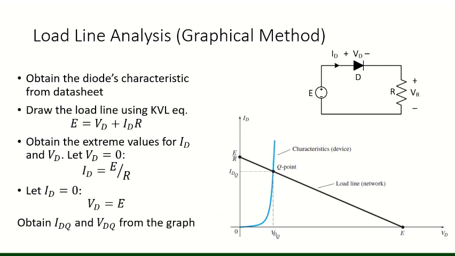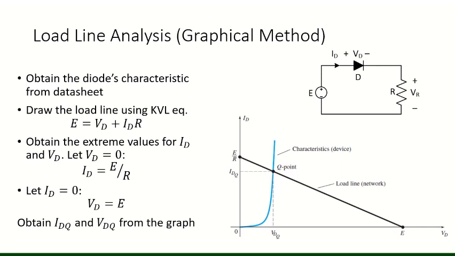So coming to this circuit, as we all know, on the horizontal axis, which is the VD axis, this is a standard equation which we got from here: E is equal to VD plus IDR. IDR means VR, so we just put the value of VR here, which is IDR. So this is after applying the KVL: E is equal to VD plus IDR.